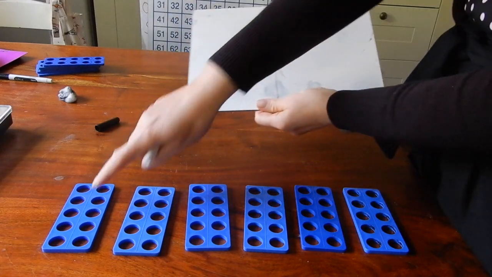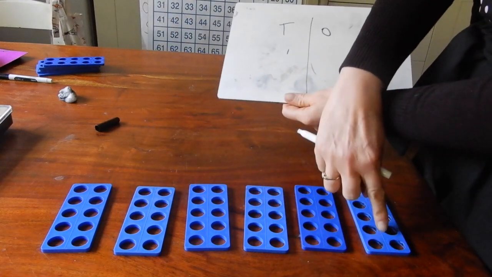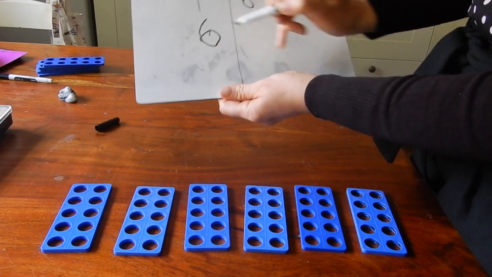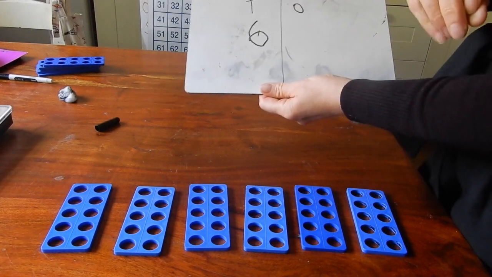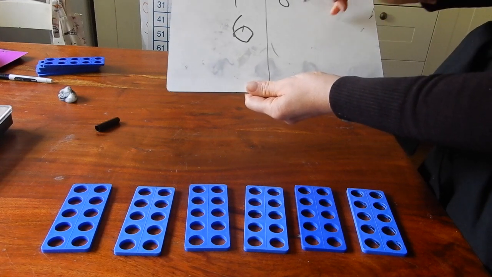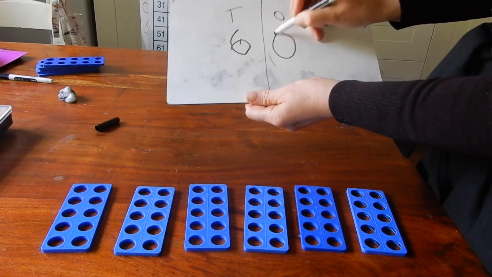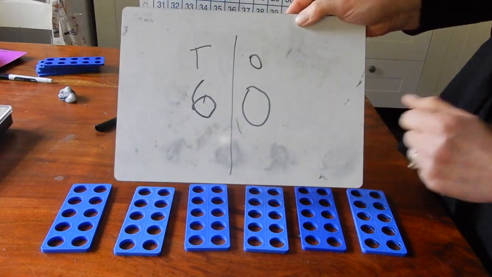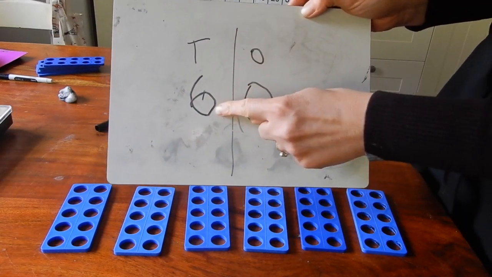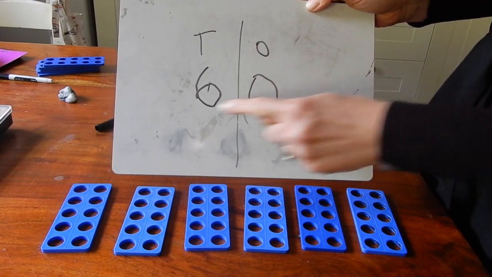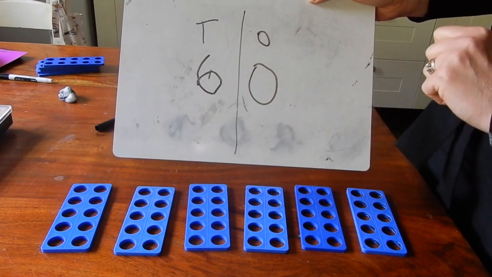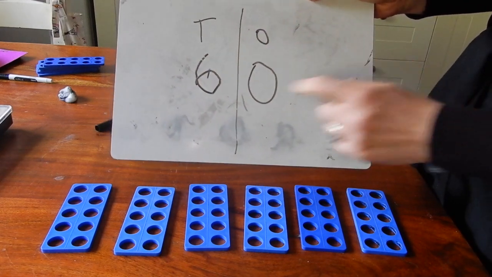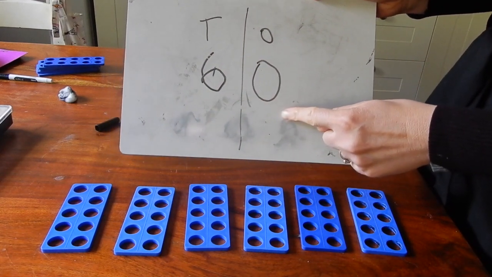So I've got 1, 2, 3, 4, 5, 6 lots of 10. So a 6 goes in the tens column, and I've got no little ones, no spare ones at all. They're all tens. So this is what 6T is going to look like. 6 lots of T for tens and 0 ones. So 6T is written like that. The line's there just to show you the divide between tens and ones, but that's what 6T would look like.